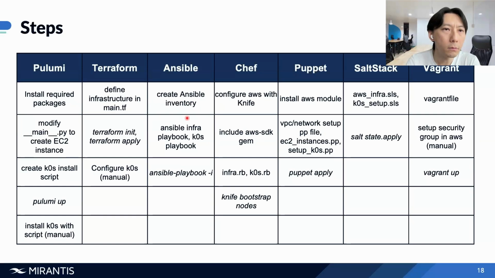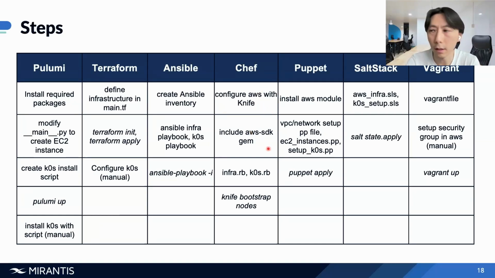With Ansible, we create the inventory. We have the playbook that installs the actual infrastructure, and then the K0s playbook to actually install K0s. You execute it, and everything's hooked up. So it's actually much more powerful when we're looking at the configuration side. And we'll go through each of the scripts later on as well, so you can actually see what's going on there.